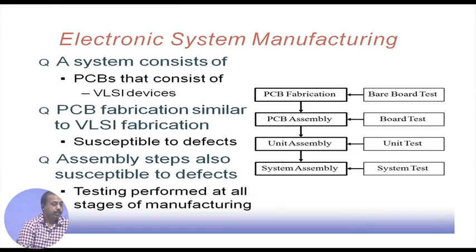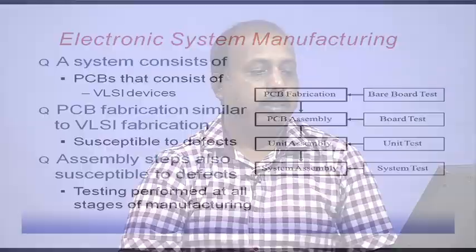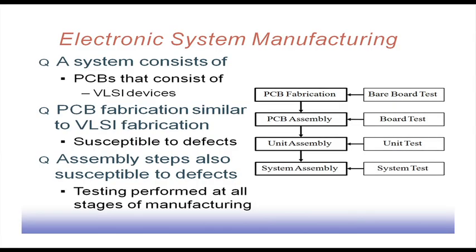Now, in the system manufacturing process, a system consists of PCBs, and a PCB will contain boards. On that board we will have the VLSI devices or the chips. PCB fabrication is similar to VLSI fabrication, because in VLSI fabrication we are putting several layers of polysilicon and diffusion and all that. Here also we are doing the same thing, at different parts we are putting the chips and then making copper connections between them.